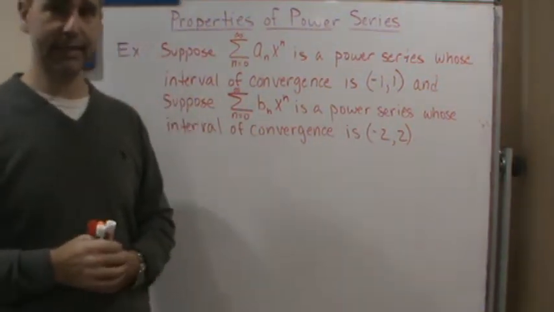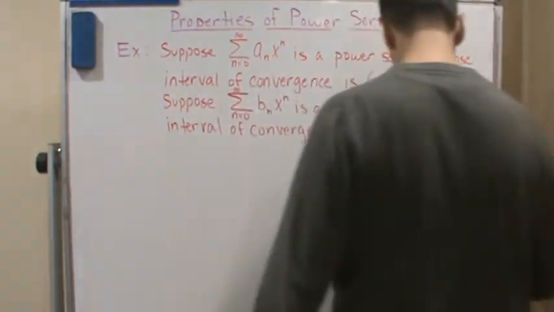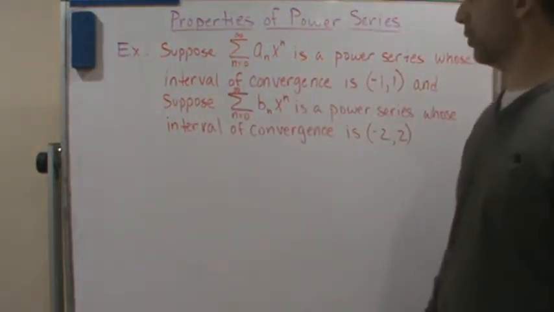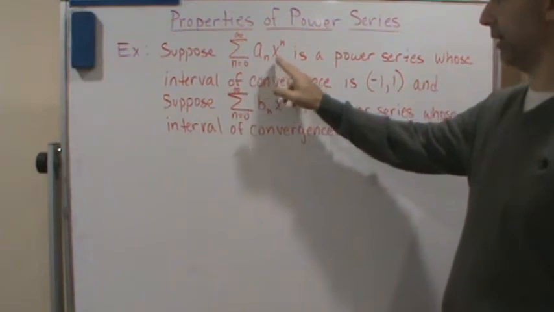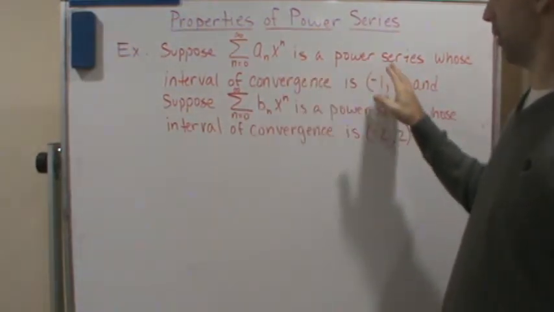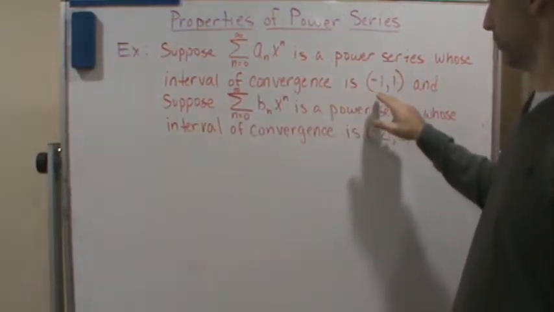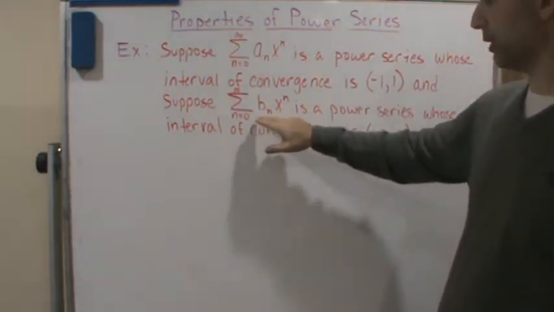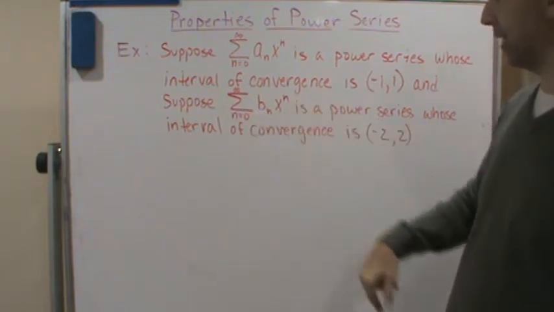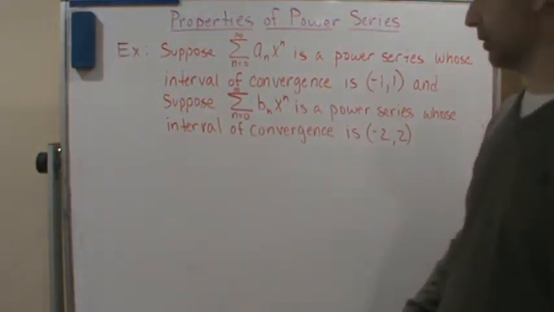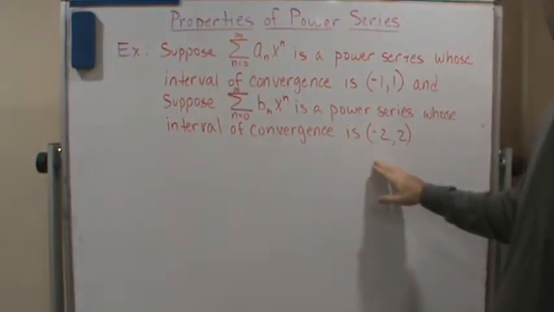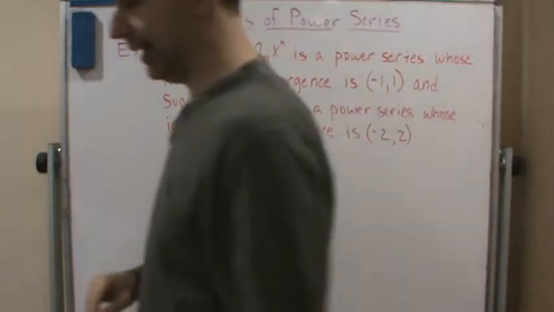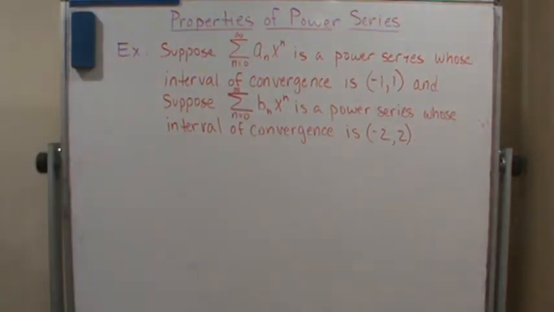Okay, so in this example, we've got a couple of things that we want to do. It says, suppose that a series, the sum of a sub n x to the n, is a power series whose interval of convergence is from -1 to 1. And also suppose that we have another power series, b sub n x to the nth power, and that power series has an interval of convergence from -2 to 2. And so the first thing it asks is find the interval of convergence for the sum of these two.